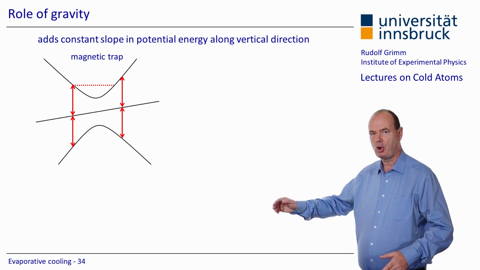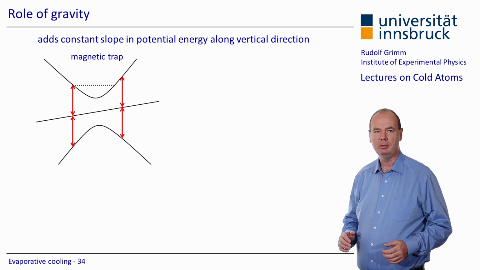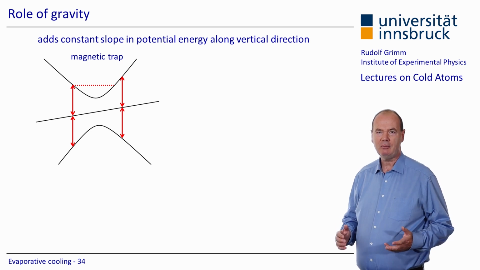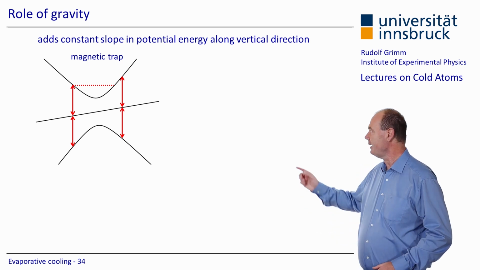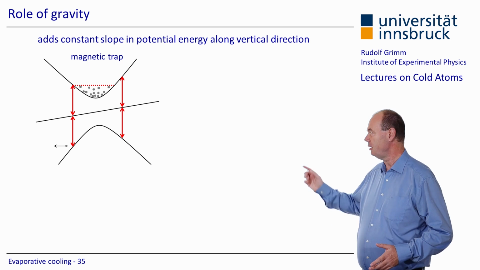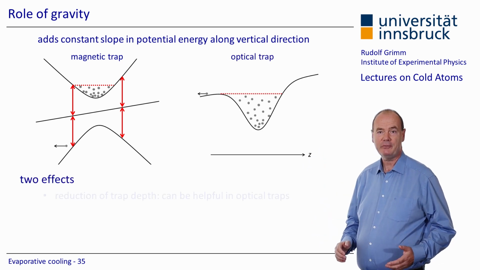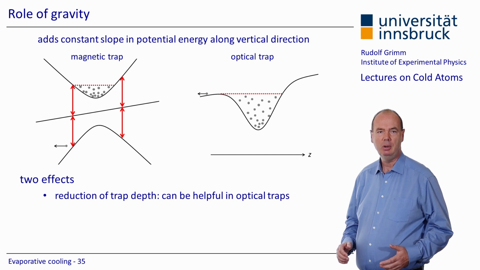Gravity adds a constant slope to the trapping potential in the vertical direction. For a magnetic trap with radio frequency applied, the situation now looks like this, and for an optical trap like this. We see two effects. First, the trap depth is reduced. This can sometimes even be helpful to implement efficient evaporation in optical traps.